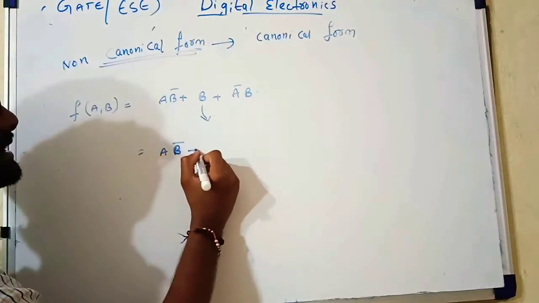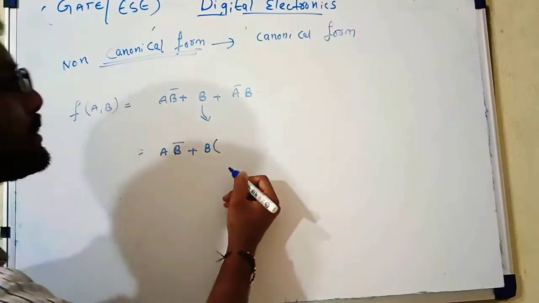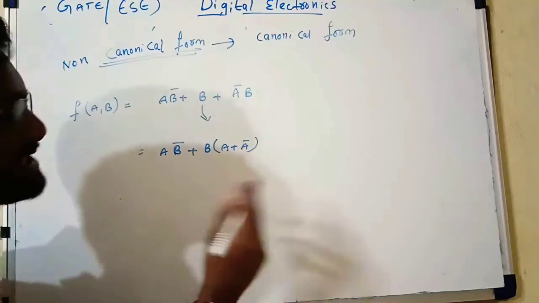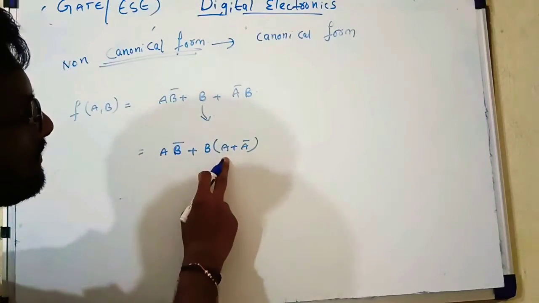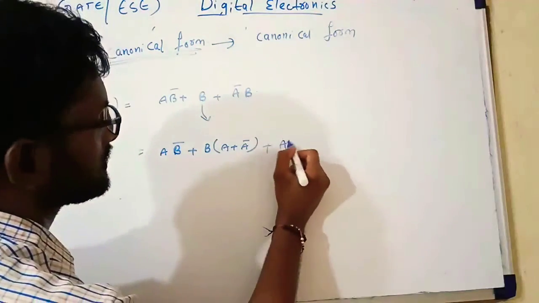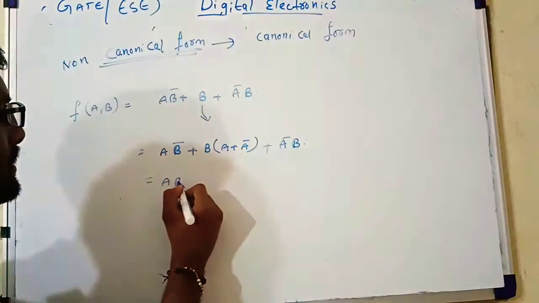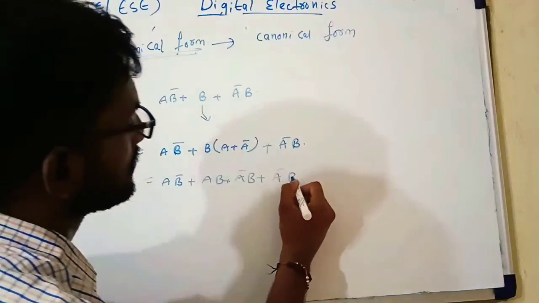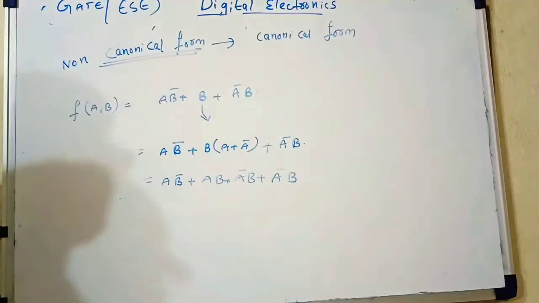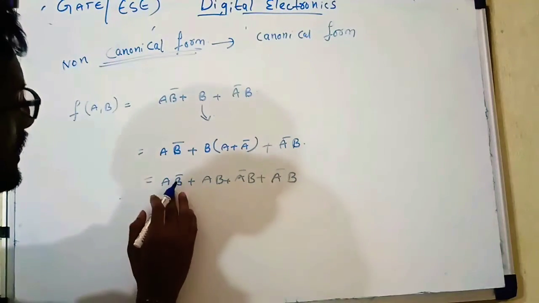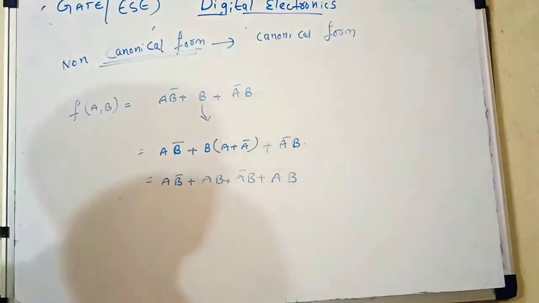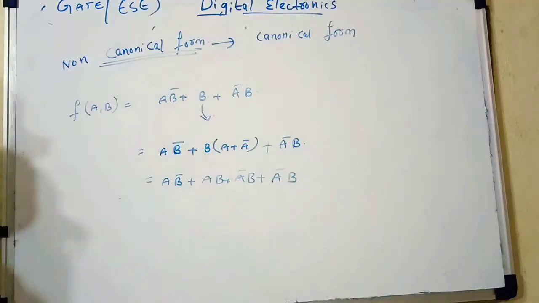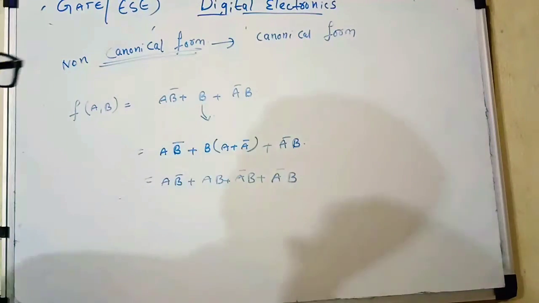For converting this, I am writing B into (A plus A bar), because A plus A bar is nothing but 1. Even if you remove this, the total expression gives the same meaning. So it equals A B plus A bar B plus A bar B. Now check this: all product terms, that is all min terms, are present, because every literal is present in each product term. So this is a canonical form.